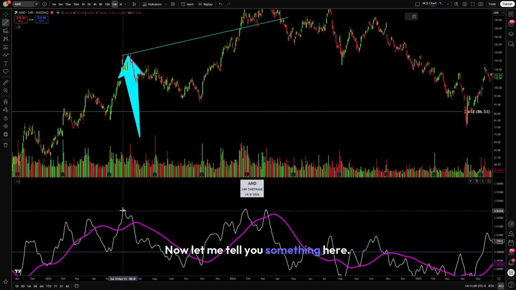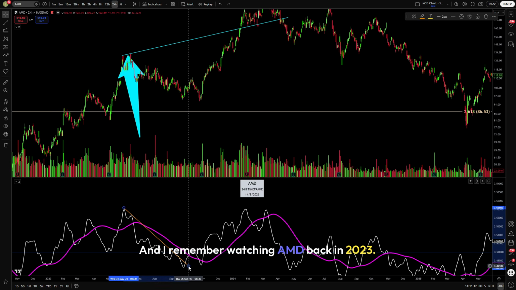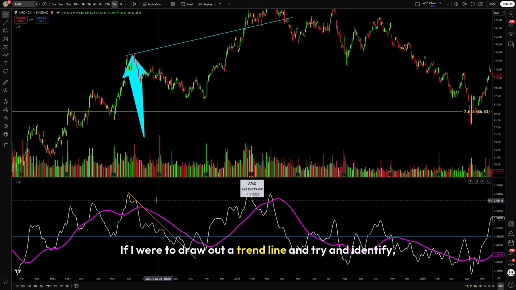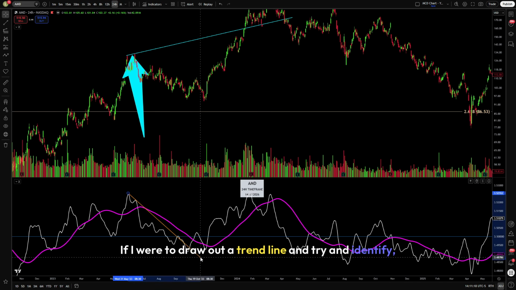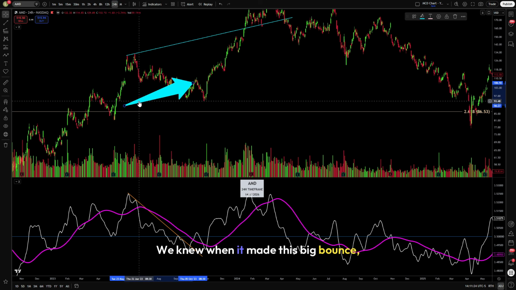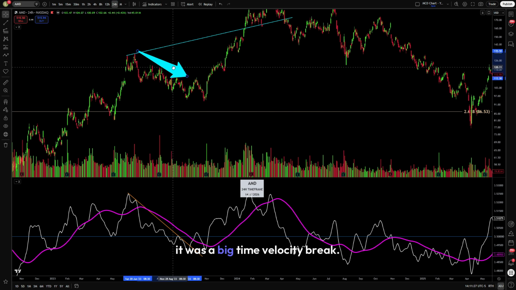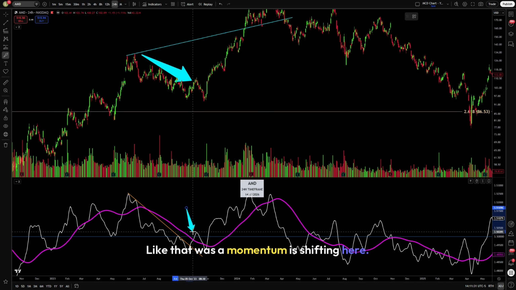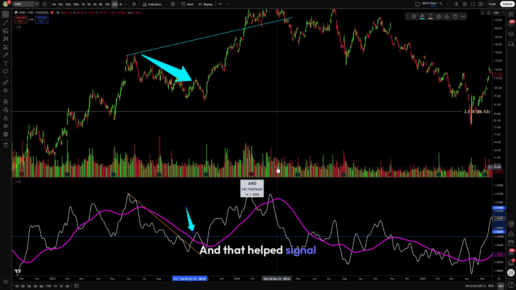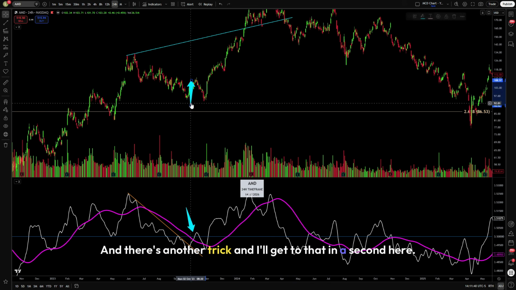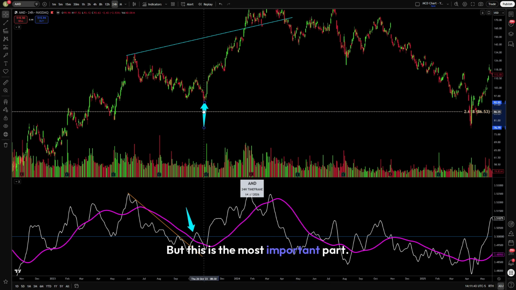Now, let me tell you something here. I remember watching AMD back in 2023. If I were to draw out a trend line and try to identify when this velocity was going to break, we knew when it made this big bounce, it was a big-time velocity break. That was momentum shifting here, and that helped signal where and when that bottom came in. And there's another trick, and I'll get to that in a second, but this is the most important part.